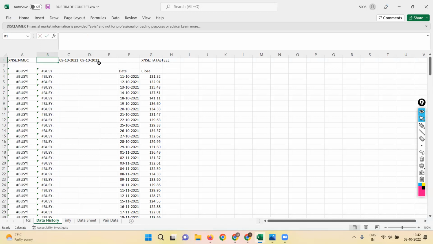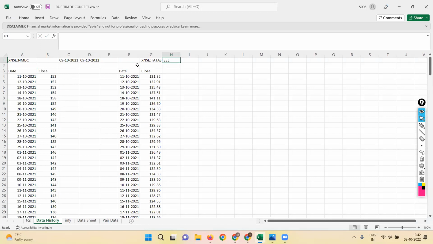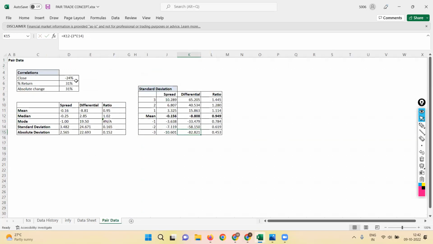For example, NMDC and another stock, sir. Another stock is NMDC and NTPC. NTPC, right? Yes, NTPC. Okay, sir. Automatically the correlation is actually minus 24%.